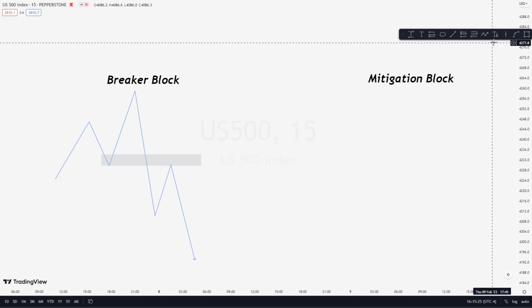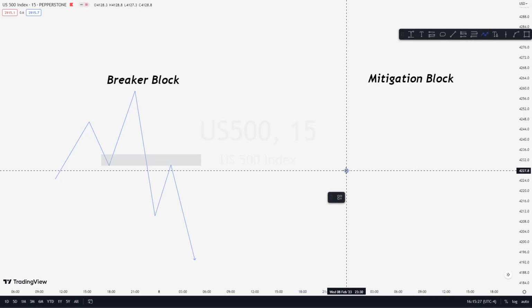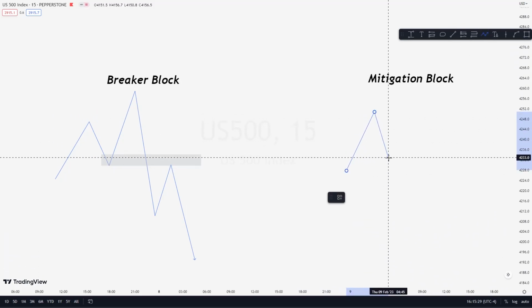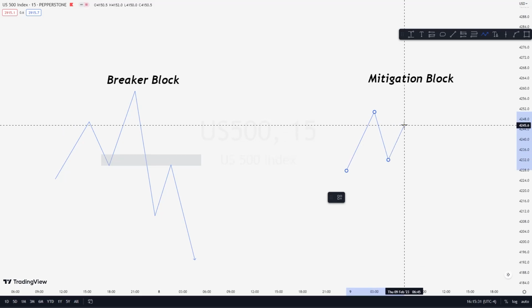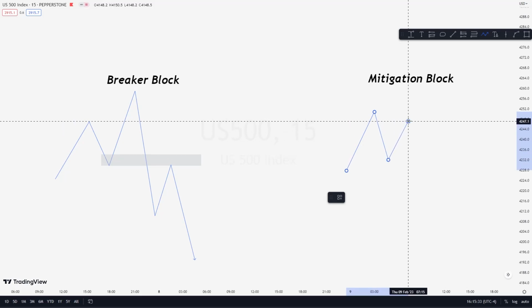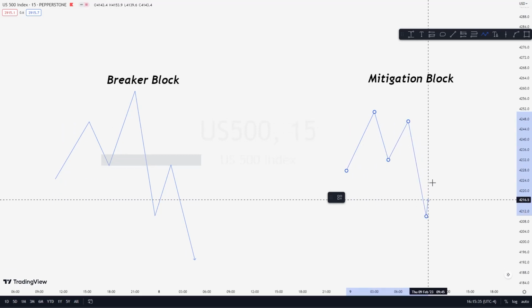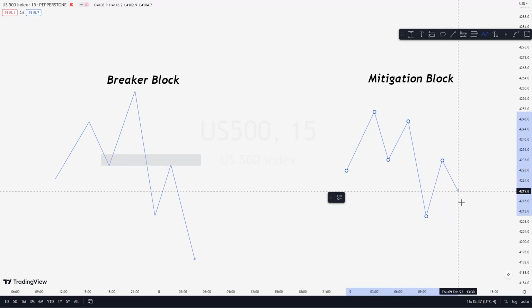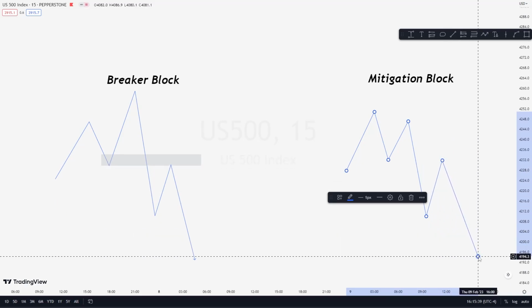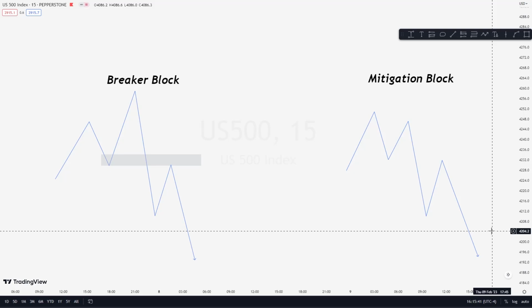So what would the mitigation be like? High, low, failed swing high, down, test, boom. This is the only difference between the breaker block and the mitigation block. The breaker block makes a higher high, whilst the mitigation block makes a failed swing high.